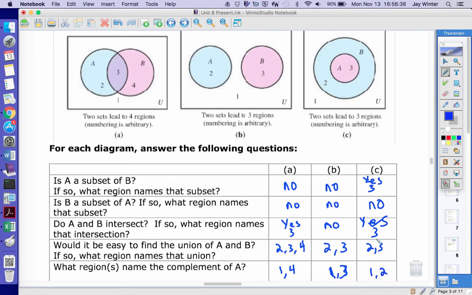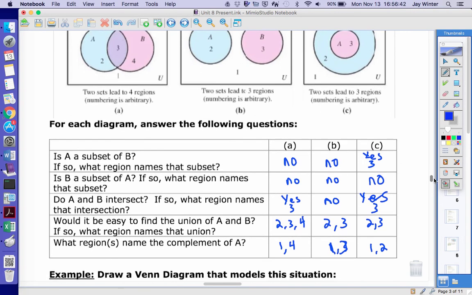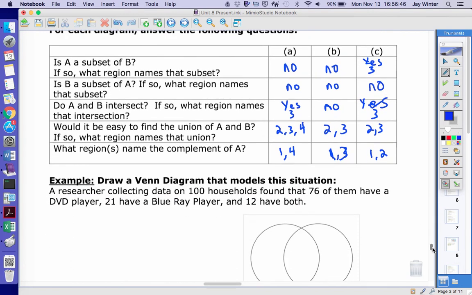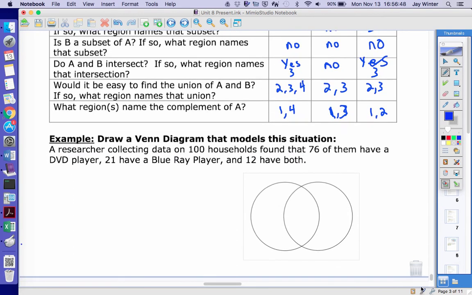So hopefully being able to tell where intersections, unions, and complements all live is going to be part of the big task of this particular situation here.